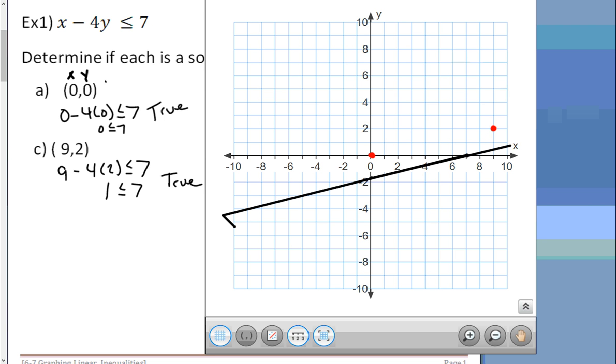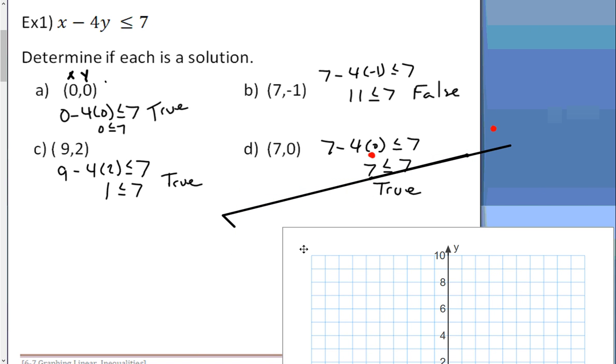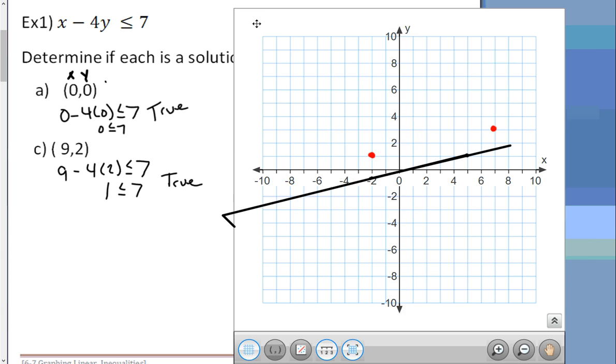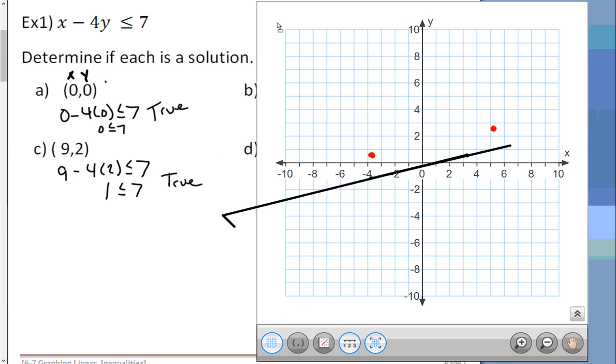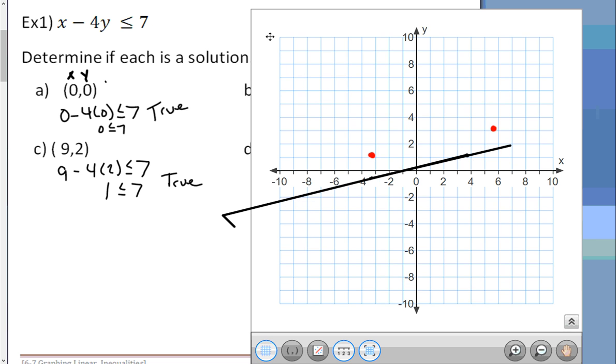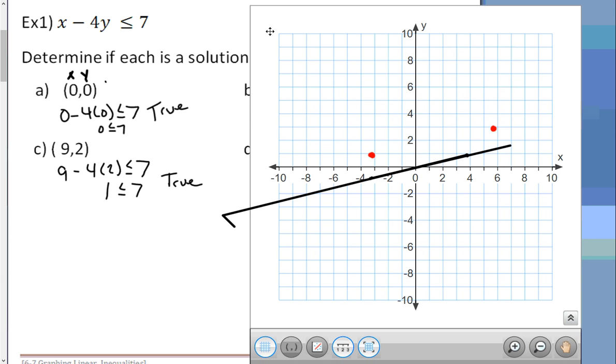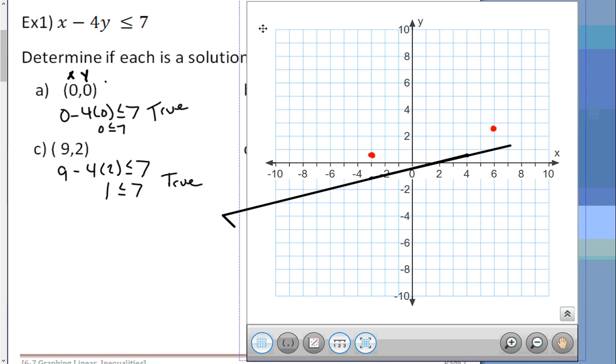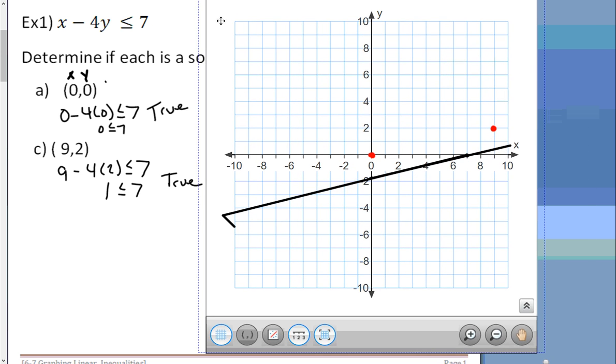And then let's see what our other points were. What were our other points? We had 7, negative 1, and 7, 0. Well, that's annoying. Should have thought about that before I moved it. There we go. All right. 7, negative 1 is here. And 7, 0 is here.